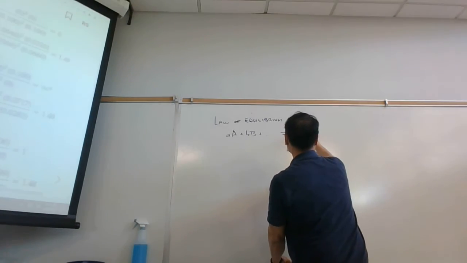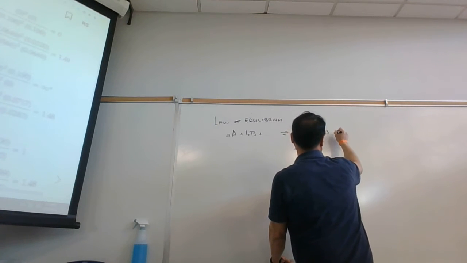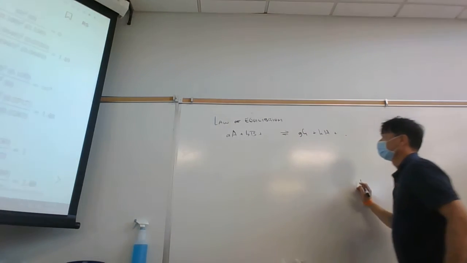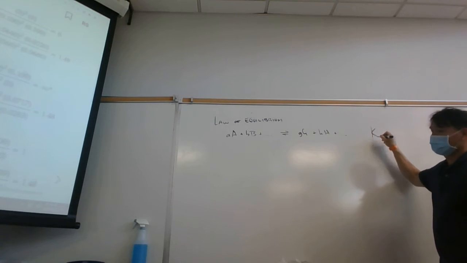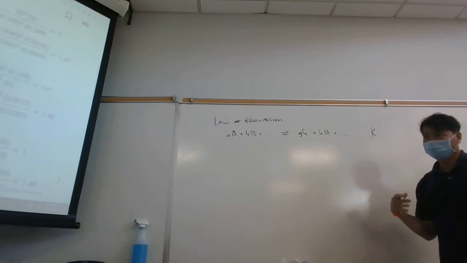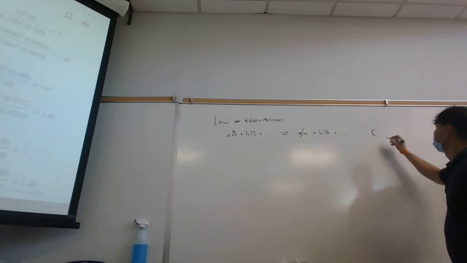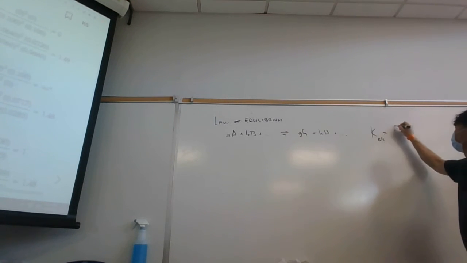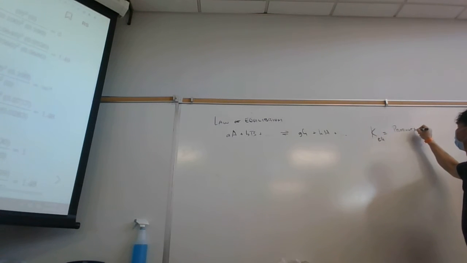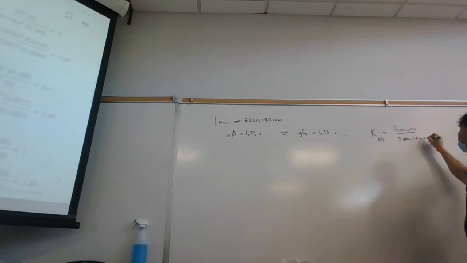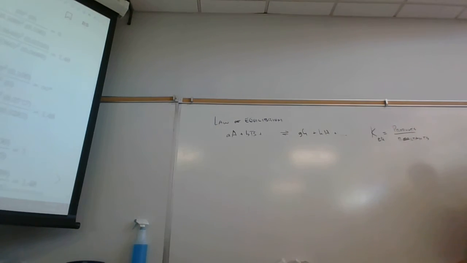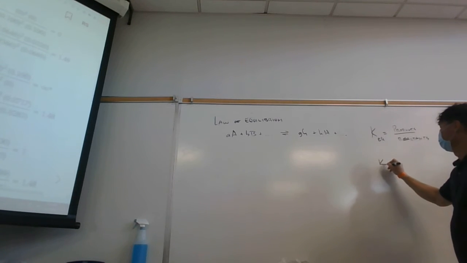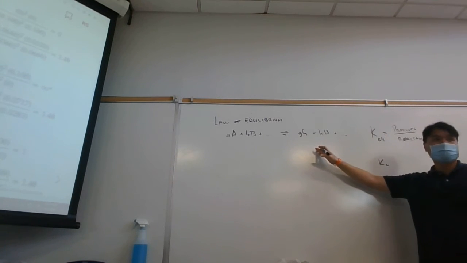This is going to go to G plus H plus and so on. These are the products. And the consistent pattern that we see when the reaction ends is this. It's called KEQ. EQ stands for equilibrium. Equilibrium is going to be the ratio of products over reactants. And we have different KEQs.